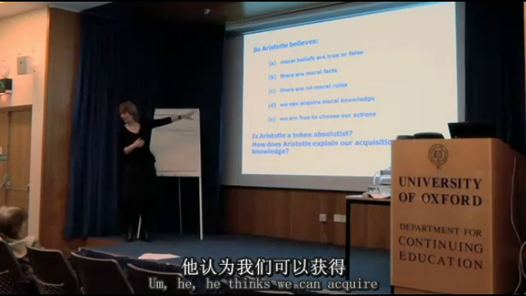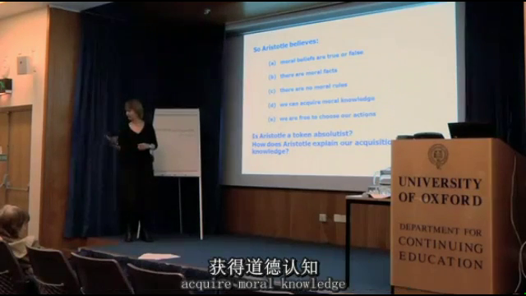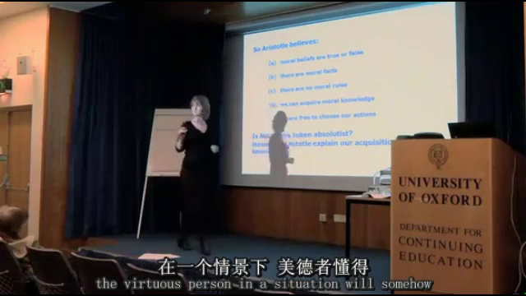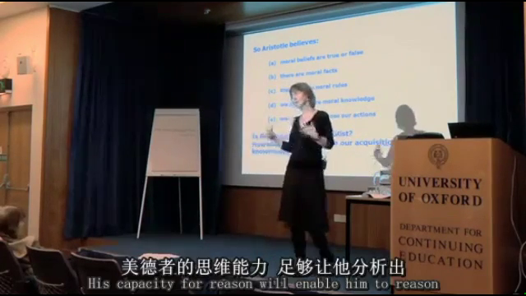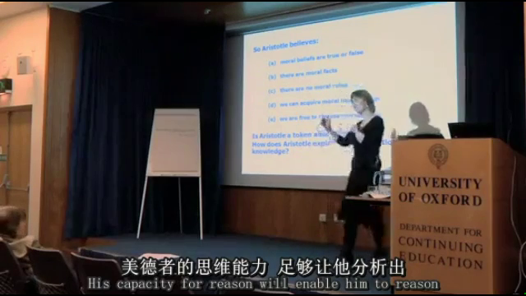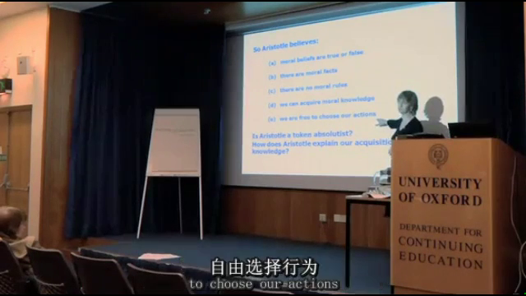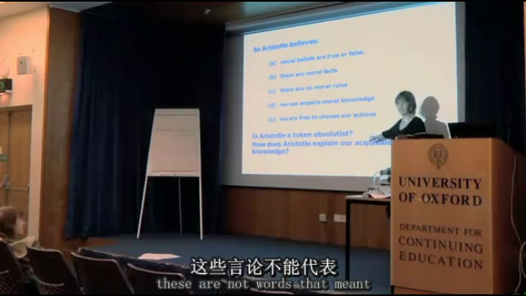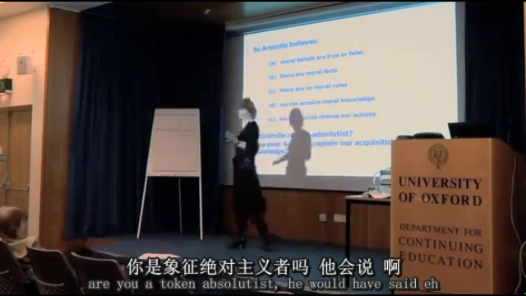He thinks we can acquire moral knowledge. Okay, so do you remember in the second week we looked at whether there is such thing as moral knowledge, what it is to acquire moral knowledge. And Aristotle thinks that the virtuous person in a situation will somehow see what the right thing to do is. His capacity for reason will enable him to reason to what the right action will be. And finally, he thinks we're free to choose our actions. And you might just ask yourself, and of course these are not words that meant anything to Aristotle, if you'd said to Aristotle, are you a token absolutist, he would have said, eh?